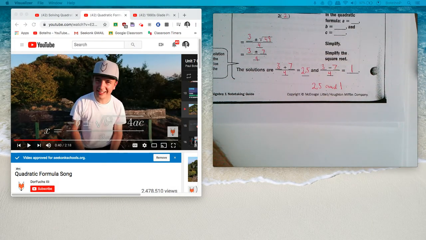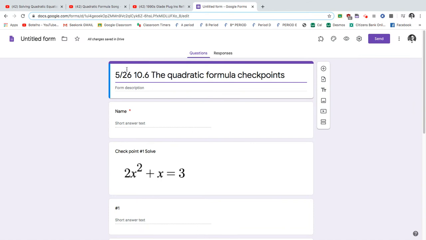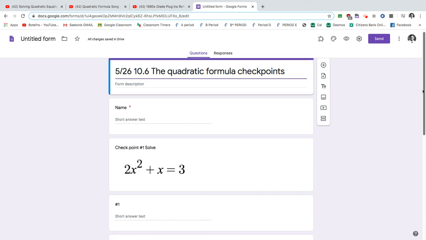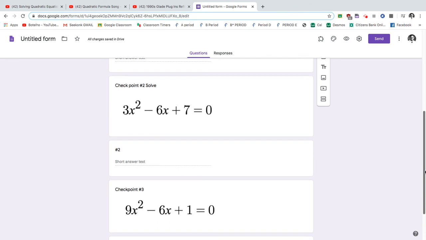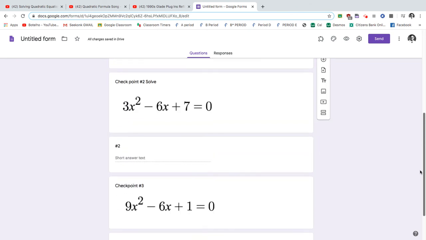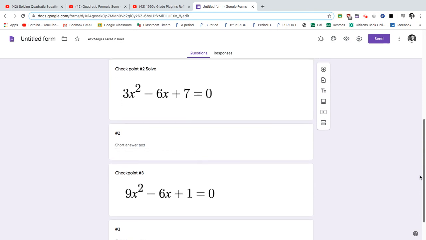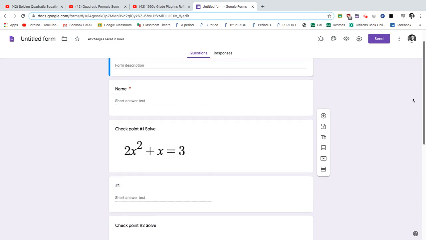Bring it over here. So I kind of didn't use the exact checkpoints from the pages here. So this one is from your book. This is checkpoint number 1 on page 39. But then I put in 2 different ones: 3x squared minus 6x plus 7, and the 9x squared one. So one of these will have no solution, and one of them will only have 1 solution. So see if you can figure those out and do the best you can. And have a great Tuesday.